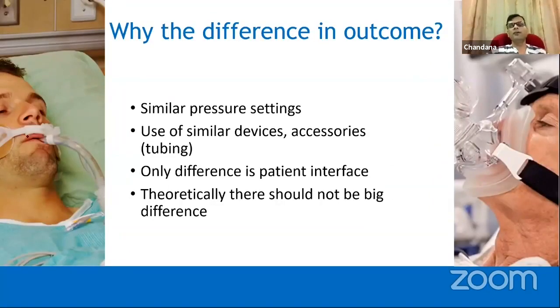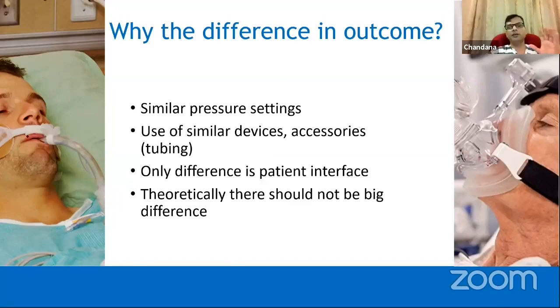Now, if you look at the difference in outcome, we actually use the same ventilator in our Sri Lankan setup. In ICU, we use the same ventilator to intubate and ventilate, and we use the same ventilator for NIV. So where is the difference? We use similar pressure settings, similar devices, and the tubings are also the same. The only difference is the mask interface and the tube. So theoretically, if you use the same pressures and you don't have a significant leak around the mask, there should not be a big difference in outcome. But there is a difference in outcome.